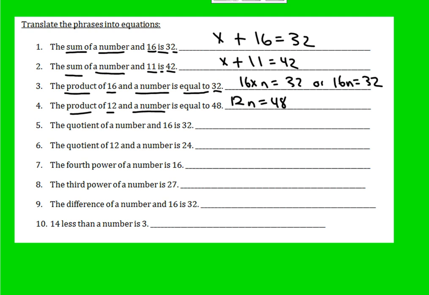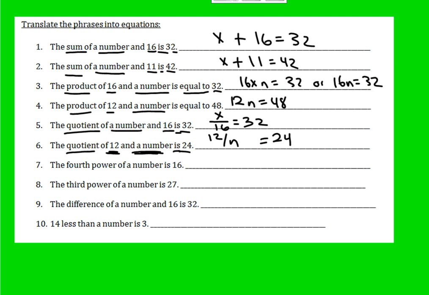Number 5, the quotient of a number and 16 is 32. Quotient means division. The quotient of a number divided by 16 equals 32, which is a little bit different than number 6, where it says the quotient of 12 and a number is 24. All right, is still means equals, so this is going to be equal to 24. But 12 and a number means that 12 goes on top and the number goes on bottom.